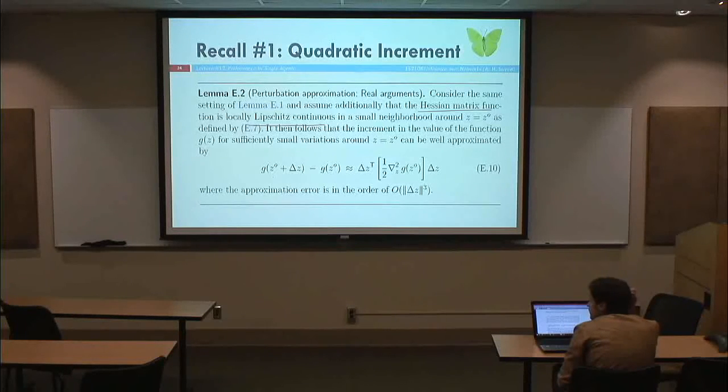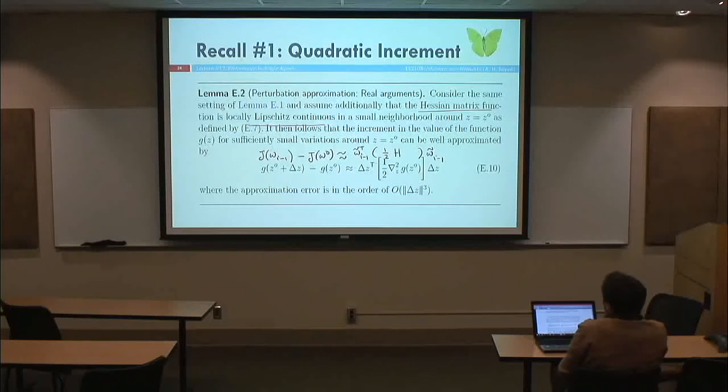This is very similar if I apply this result to the cost function itself. What will you get? This delta z becomes w tilde i minus 1, so this is w tilde i minus 1 transpose, and in between here, you will have 1/2 the Hessian. So what you are getting is a value weighted with the Hessian.